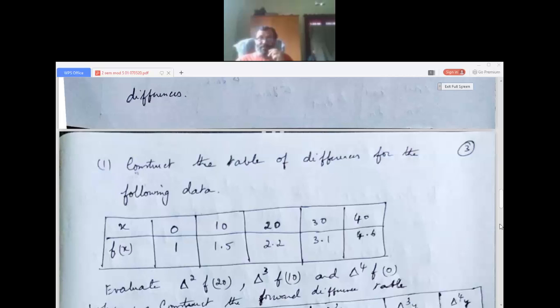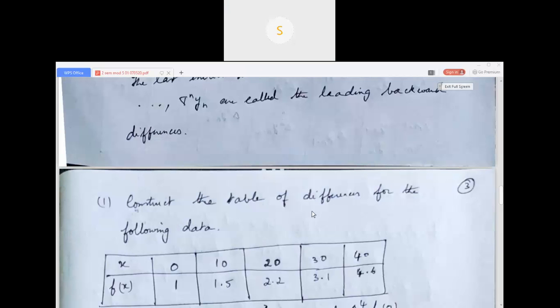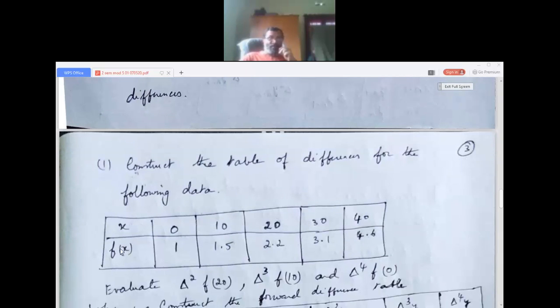So here you can see, construct the table of differences for the following data. The x values are given: 0, 10, 20, 30 till 40. F of x is also given, that is the y values: 1, 1.5, 2.2, 3.1, 4.6. So the meaning of this is, when x is 0, f of x value is 1.